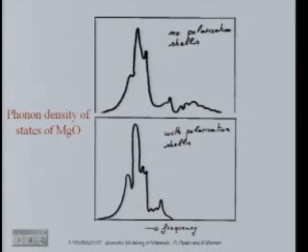So I wanted to show you a real example. This is something we quickly calculated ourselves a few years ago. That's why it looks like a crummy graph. This is the phonon density of states for magnesium oxide with and without polarization. This axis is the frequency of the phonons, and this is the density of states, how many phonons there are with that frequency or energy.